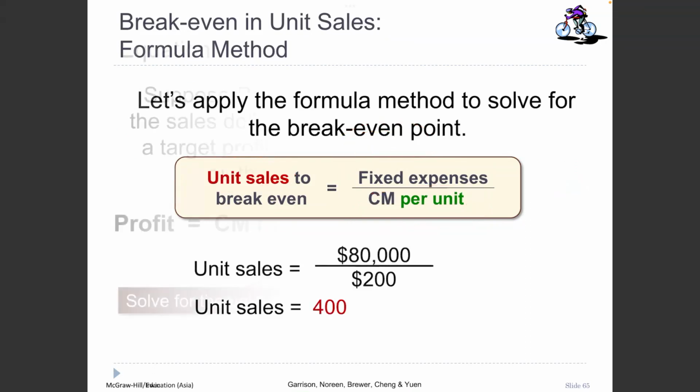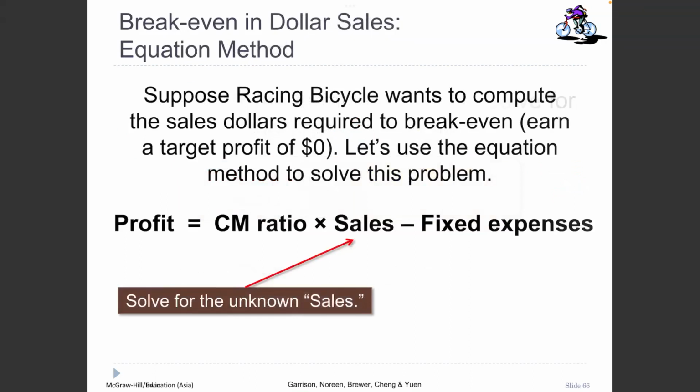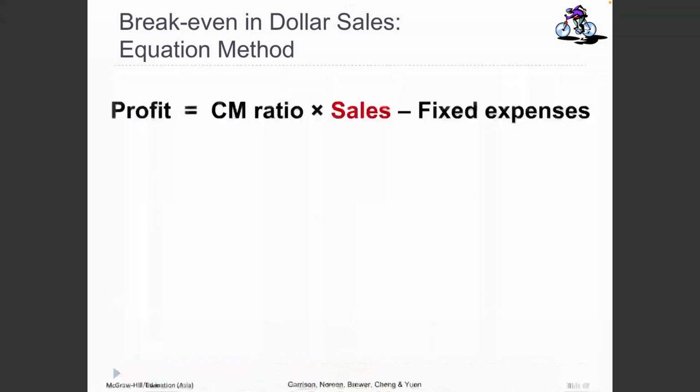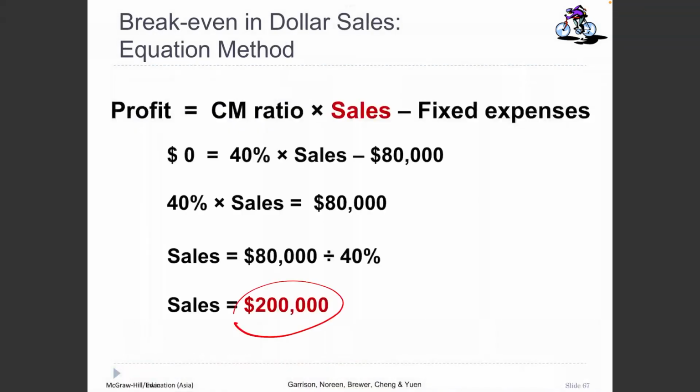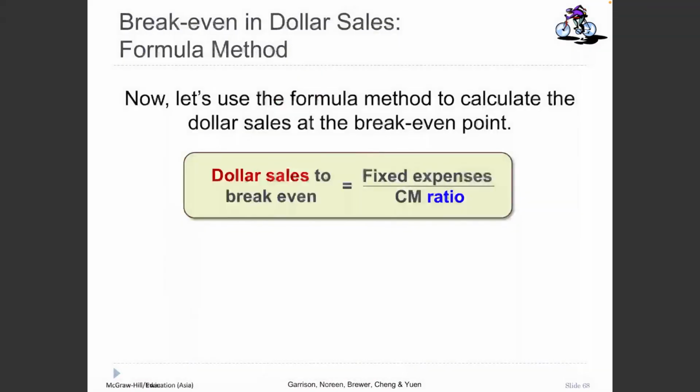So if they are asking for break-even sales in sales dollars, you use CM ratio multiplied with the sales. Again, the profit is 0. CM ratio is 40%. You do not know how much the sales is. And then you minus 80,000 for the fixed expense. So you get $200,000 after you rearrange. Similarly, it's easier for you to use the formula method, in my opinion, because the dollar sales is already on the left side.